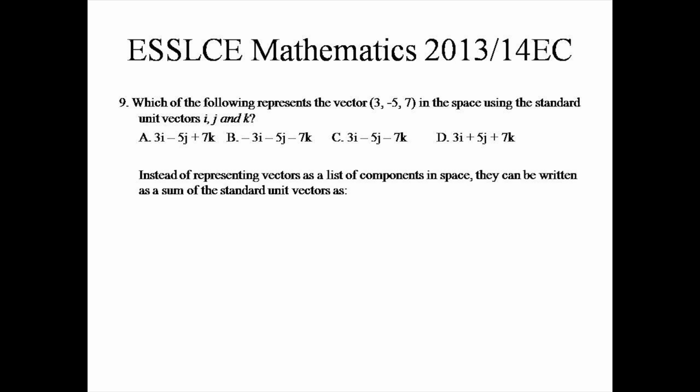Instead of representing vectors as a list of components in space, they can be rewritten as a sum of standard unit vectors as (x, y, z) is equal to x times unit vector i plus y times unit vector j plus z times unit vector k. Thus, (3, -5, 7) can be rewritten in terms of unit vectors i, j, k as 3 times unit vector i plus negative 5 times unit vector j plus 7 times unit vector k. This gives us 3i minus 5j plus 7k. Choice A is the answer.